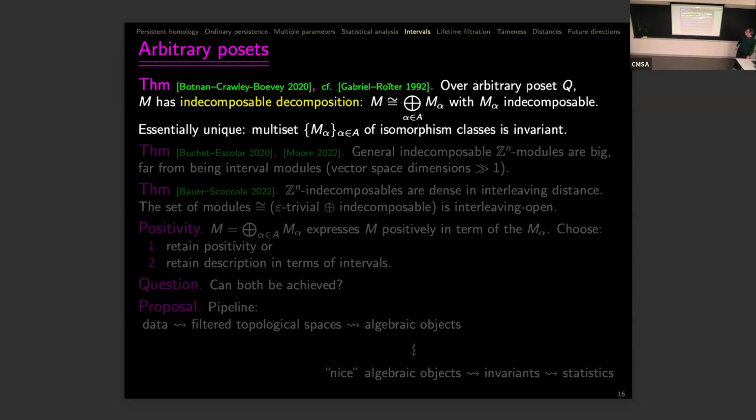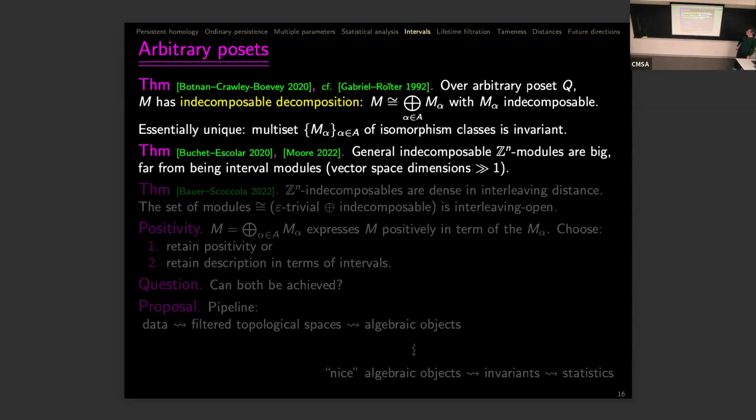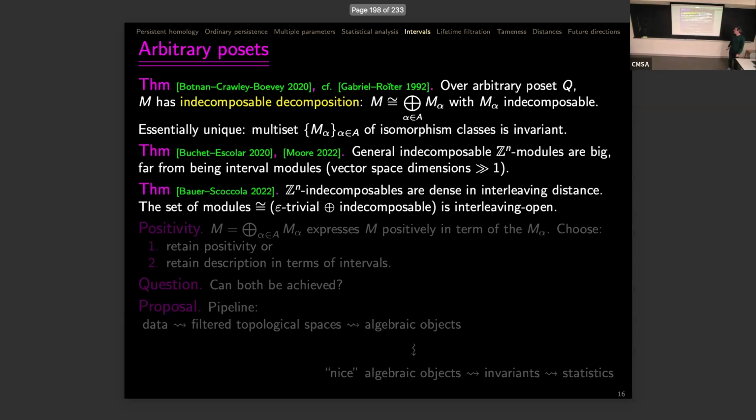And what's worse is that general indecomposables are big. They're just very far from being interval modules. And what's even worse is that generic persistence modules in multiple parameters are essentially indecomposable plus some little tiny stuff. So this seems to indicate that multi-parameter persistence is always giving you just indecomposable modules. What do you do with that? We want to compare with intervals.